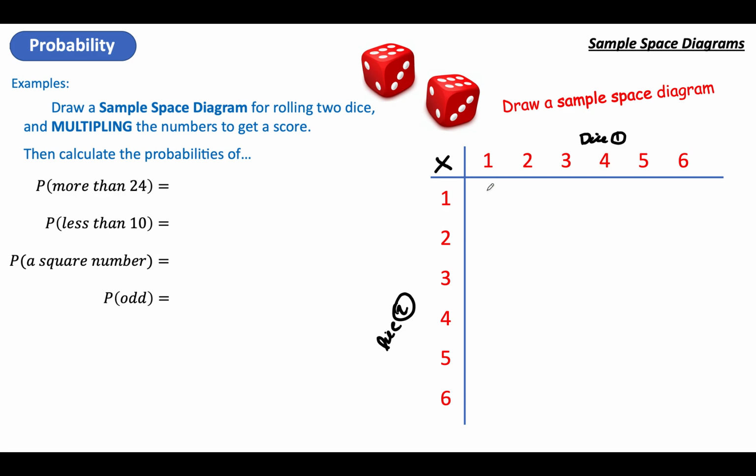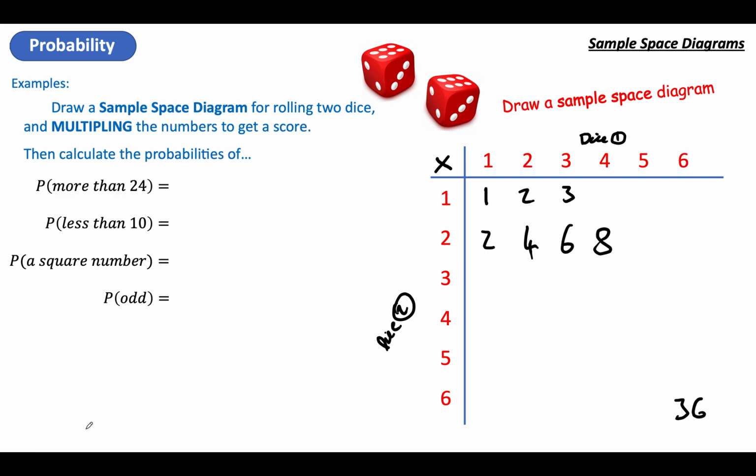So 1 times 1 would be 1. So actually 1 is the lowest score this time. 1 times 2 is 2. 1 times 3 is 3. It's a bit boring going along this one actually. Let's go for the next row. Now 2 times 1 is 2, but 2 times 2 would be 4. And all of these are different outcomes. 2 times 3 is 6. 2 times 4 is 8. You know, right in the bottom corner, 6 times 6 would be 36.